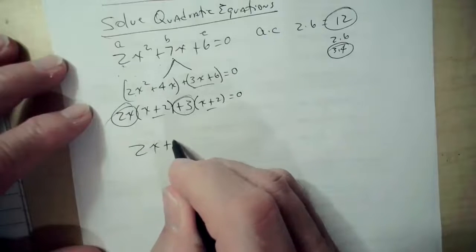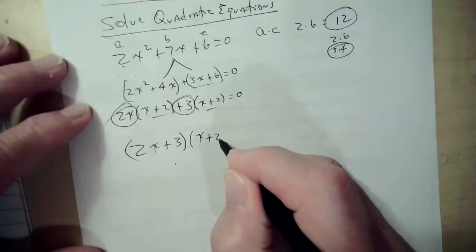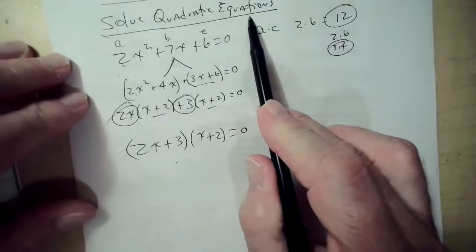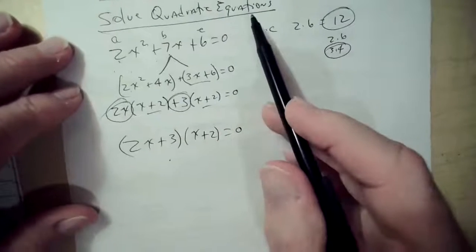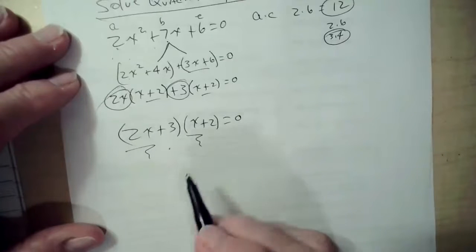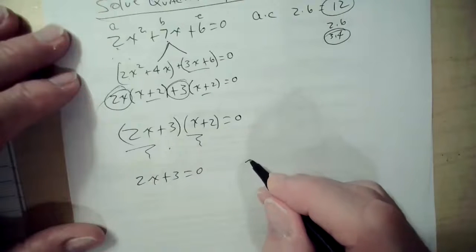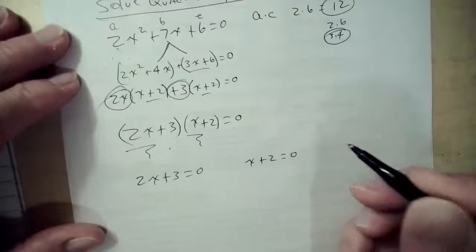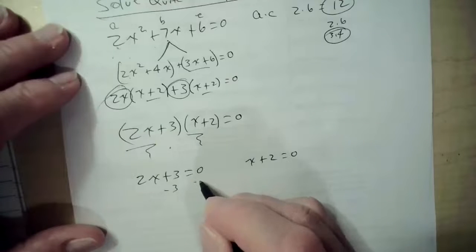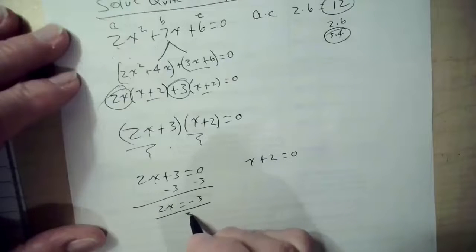Now remember, these two factors must be the same. If they're not, something's wrong. So we have 2x plus 3 and x plus 2, all equal 0. Now to solve these quadratic equations, this is very, very simple. All we do is take each one of these and set them equal to 0. So we have 2x plus 3 equals 0, and x plus 2 equals 0. Now we have two simple algebra problems.